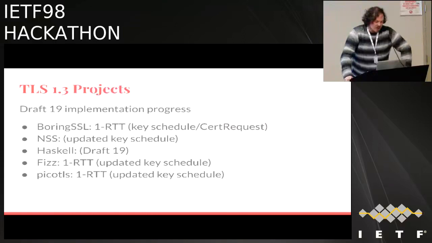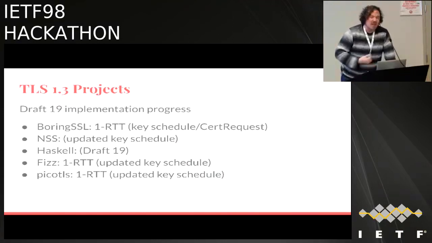And results, the BoringSSL team got 0RTT working with TLS 1.3 on the server side, as well as updated the 1RTT. NSS, that powers Firefox, also is getting pretty close to draft 19. There's a Haskell version that's draft 19 as well. Fizz, which is Facebook's implementation, is pretty close to draft 19. PicoTLS also, you can see updated key schedule. That's sort of the major change between draft 18 and 19. And most of these implementations are almost all the way there.